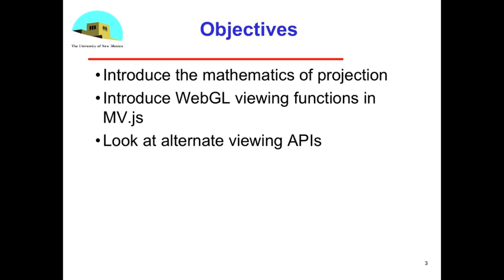Okay, so at some point, which will be next week, I'm also talking about the mathematics of projection and what these matrices actually look like. But by using these viewing functions in MV.js, we'll be able to specify them in terms of parameters that make sense in the application without having to go in great detail through the mathematics, although we'll see in these two lectures just a little of the mathematics for the simple cases. And I'll also look briefly at some other ways of getting an application programming interface for how we do the viewing.